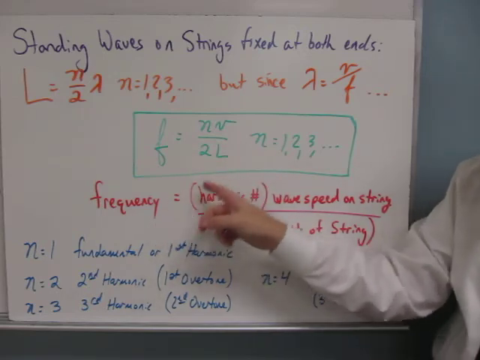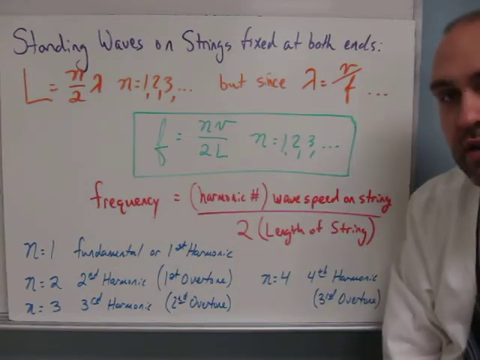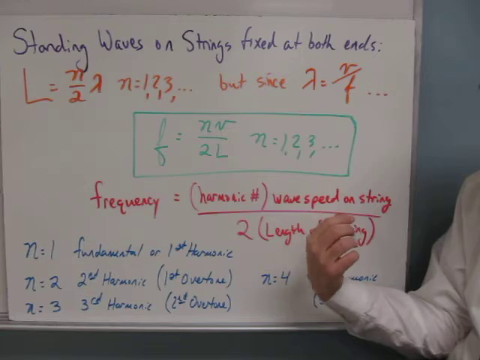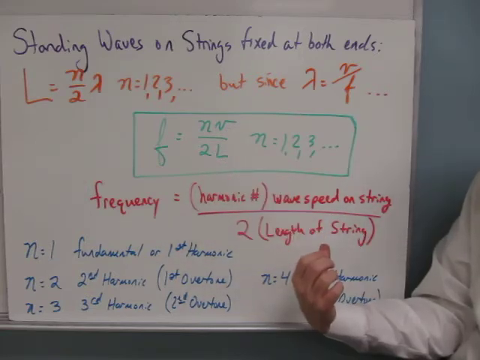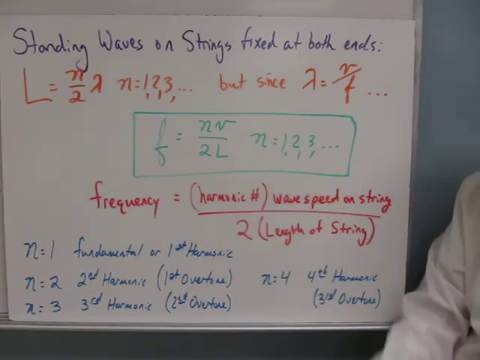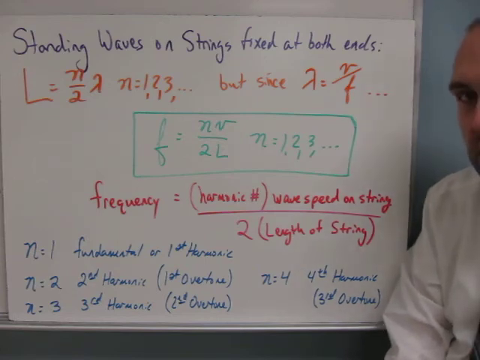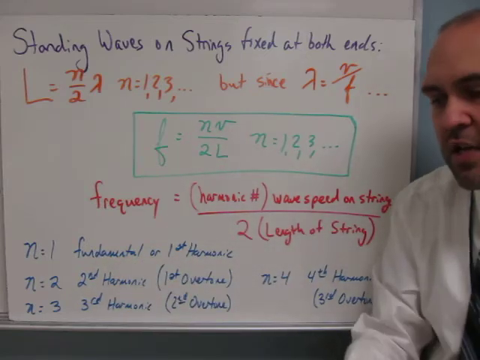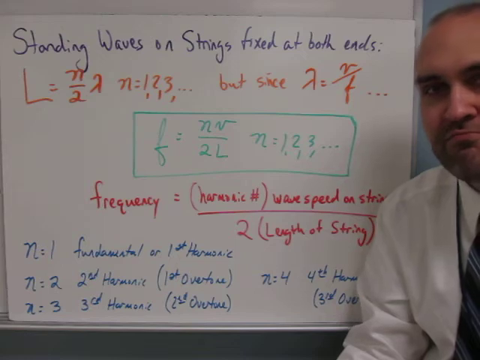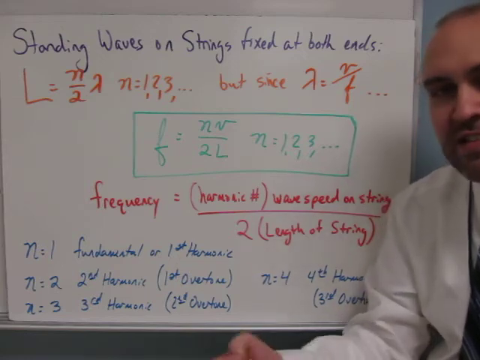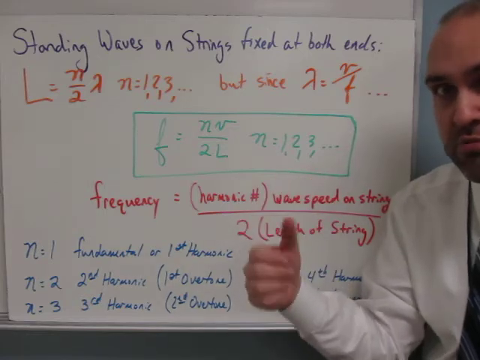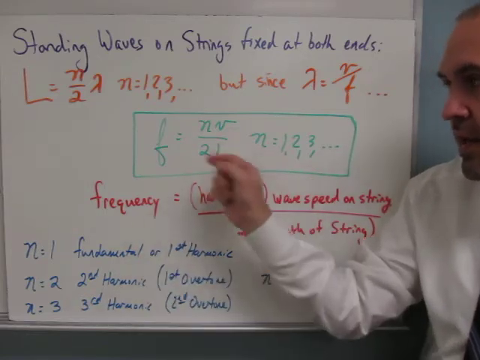So the frequency is equal to n, which is the harmonic number, times the wave speed on the string, however fast it's moving on the string, divided by twice the length of the string. And again, those n values can range from 1, 2, 3, and so on. They're always whole numbers, and they're positive integers. So when n is 1, that's called the fundamental. That's the frequency you're going to hear if you pluck the string. That's the easiest way for it to vibrate, and that's typically its loudest note.